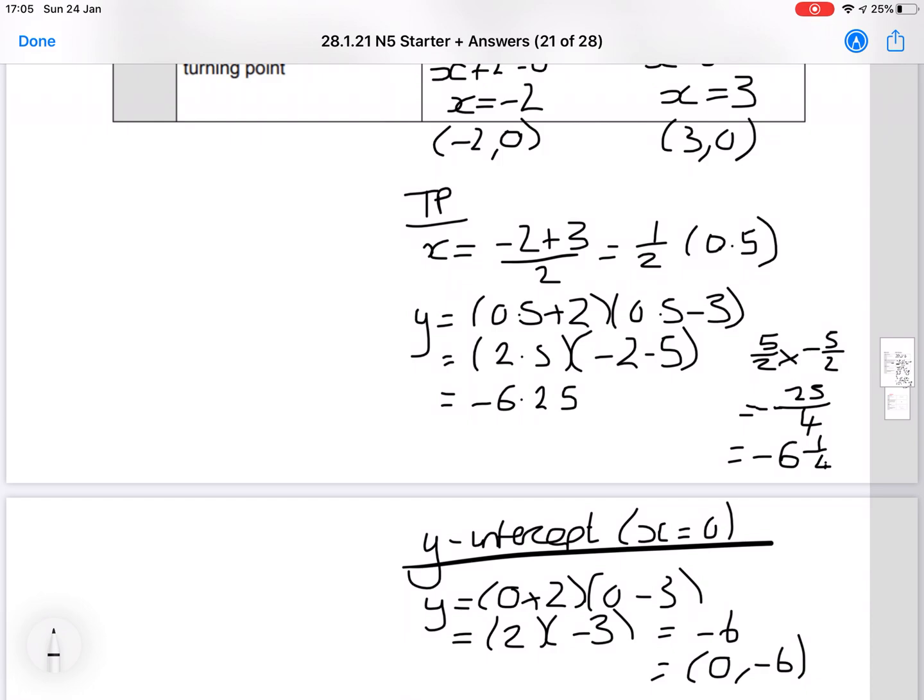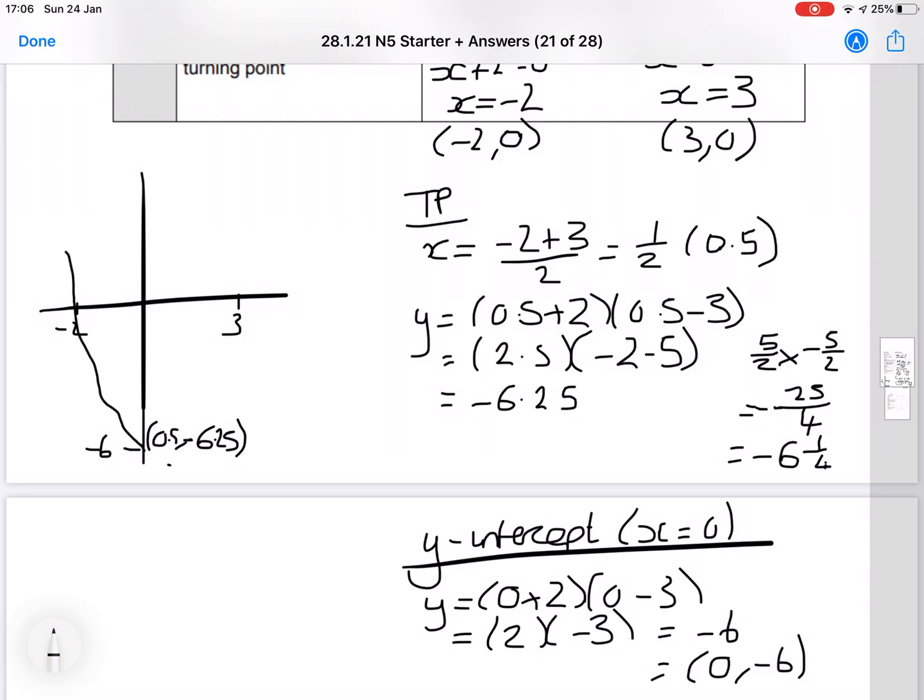So when you go to sketch this out, you will have your grid. You're going to mark these points on, so you're going to have minus 2 and 3, and then our y-intercept is going to be at minus 6, and our turning point is slightly lower than that, at 0.5, minus 6.25. And then all we need to do is draw the right shape of graph. So it's going to come all the way down through that y-intercept to the turning point, round and back up. You have to forgive the wobbly lines from drawing on the iPad. And that would be that question complete. All the points there are labelled.